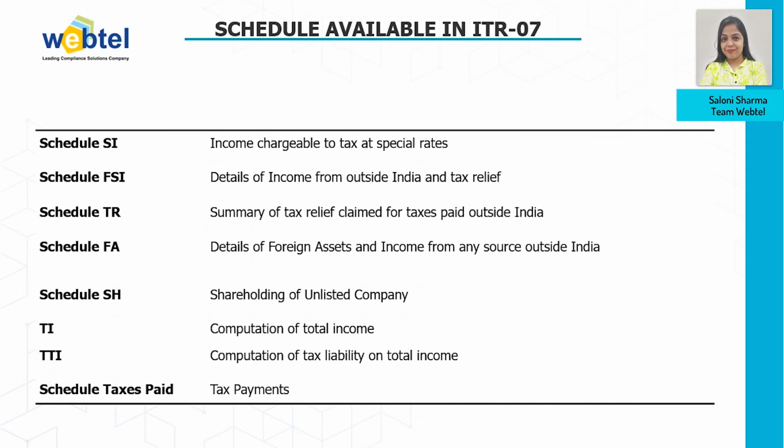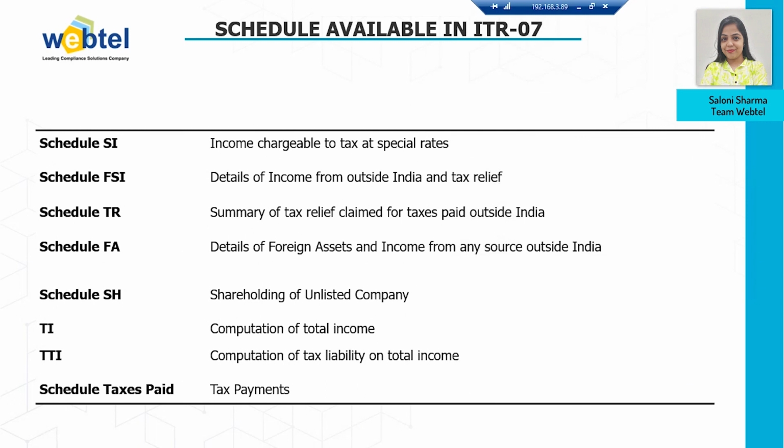Then Schedule TR is there, which is related to the tax relief claimed for taxes paid outside India. FA is there, which is related to the foreign assets and foreign incomes from any source outside India. Schedule SH is there, which is related to the shareholding of unlisted companies. In the TI, computation of the total income, and in the TTI, computation of tax liability on the total income will be reflecting. Schedule taxes paid, in which the tax payment amount will be reflecting. So this is all about ITR-7.